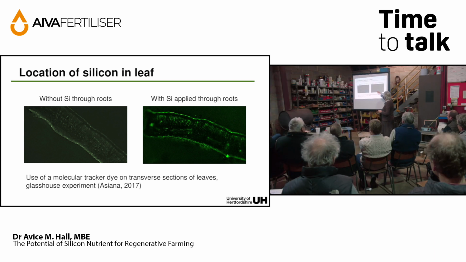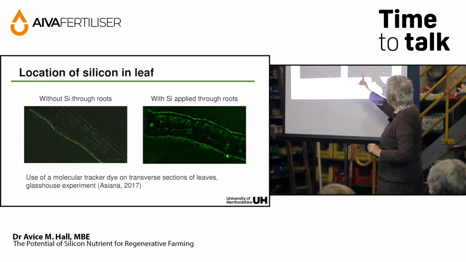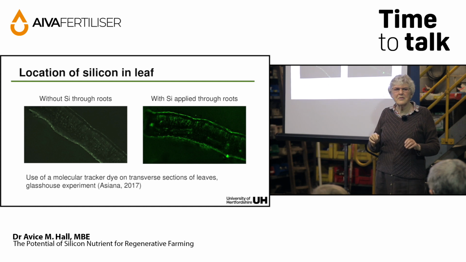And in here, I hope you can see, we've got this wonderful molecular tracker dye, which glows bright green and fluoresces under the microscope. What a pleasure. But can you see, that's your upper cuticle, glowing green. That's your lower cuticle glowing green. We think that was probably a stomata. But can you see all these palisade cells have all got silicon deposited in them?